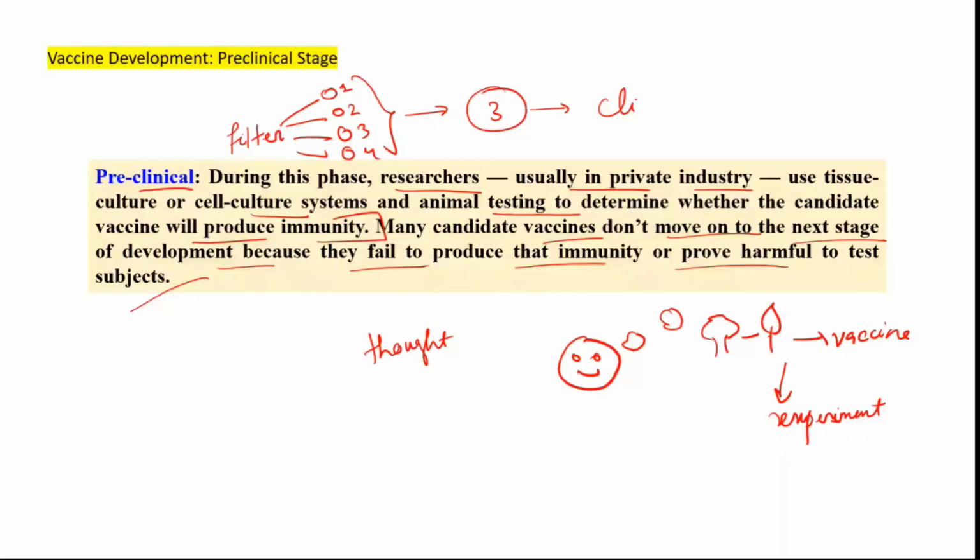So whenever we go for any kind of product synthesis, we filter it out. If it is of no use, we will filter it out, we will not take it to the next level. So this is the case with the preclinical stage in the overall development of the vaccine.